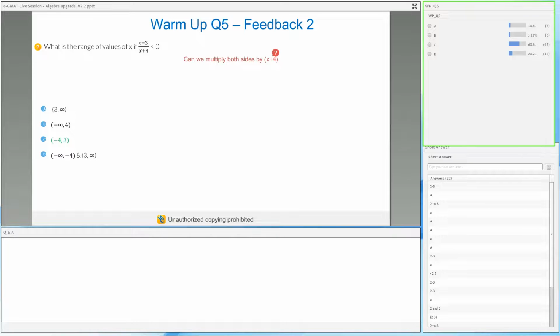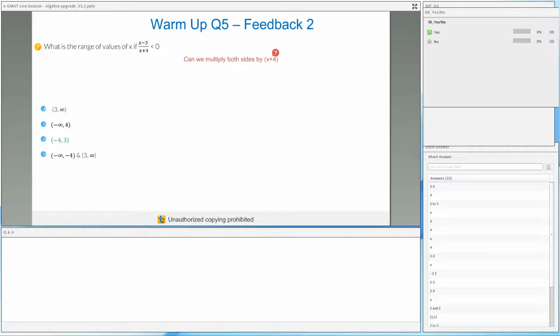In this case, tell me once again, do I know the sign of x plus 4? Do I know whether x plus 4 is positive? I don't know that, right? Since I don't know whether x plus 4 is positive or negative, the value of x could very well be -6. If the value of x is -6, then you get -2, so x plus 4 would become negative. However, if the value of x is say 1, x plus 4 will be positive.